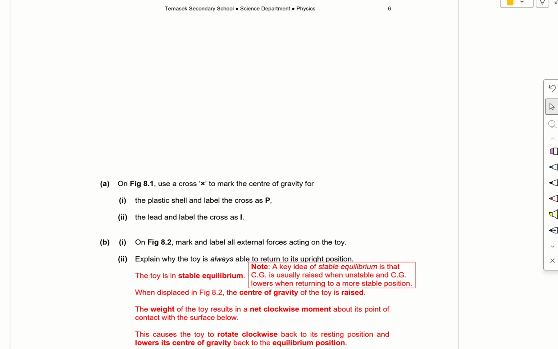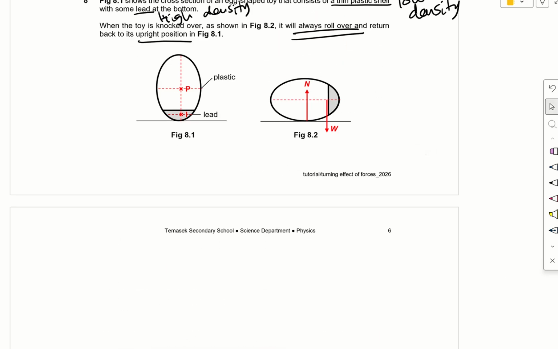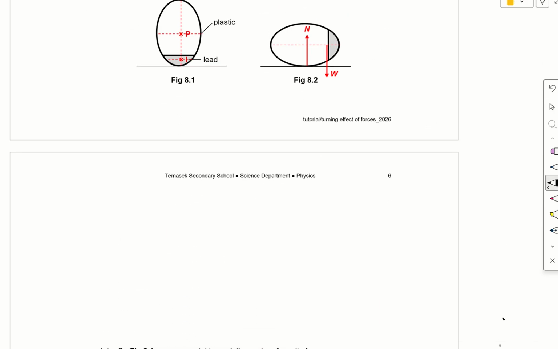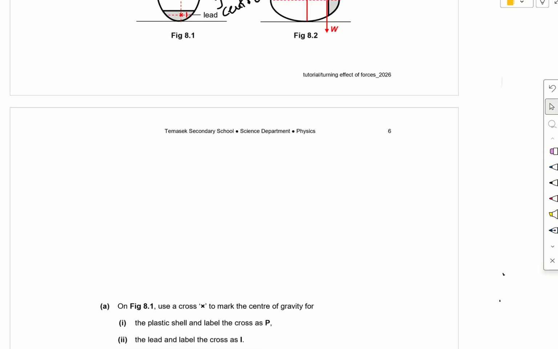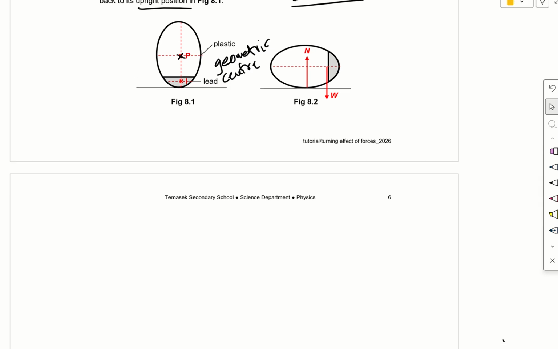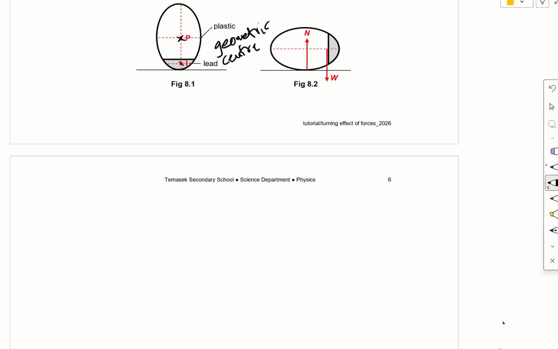Use the cross to mark the center of gravity for the plastic shell and label the cross as P. So I've done it here. Because this whole thing is made of plastic shell, I choose the geometric center for this egg shape. But because the lead is over here and we have more lead on top, it should be slightly higher. Take note that it must be above this pivoting point, right? That's why when you set it up upright, it does not swing left and right.